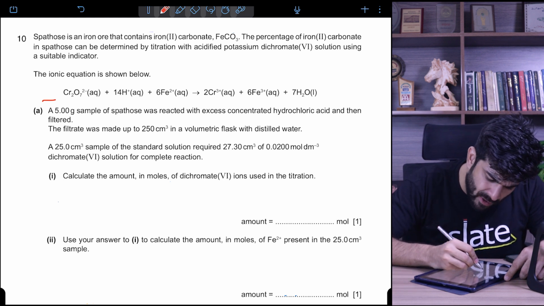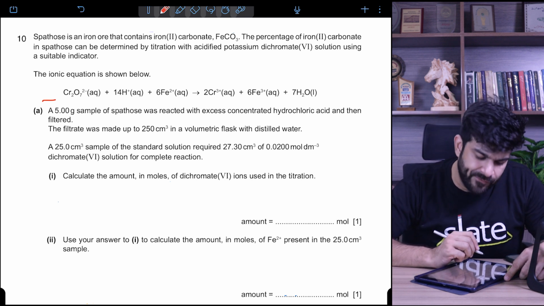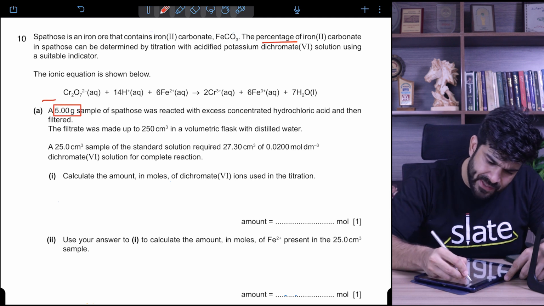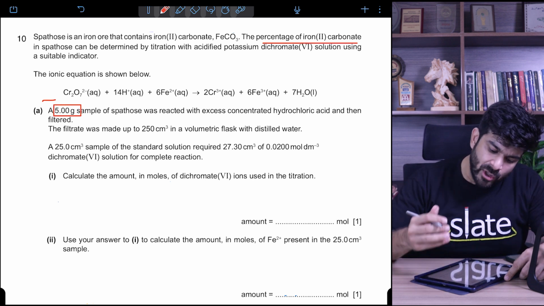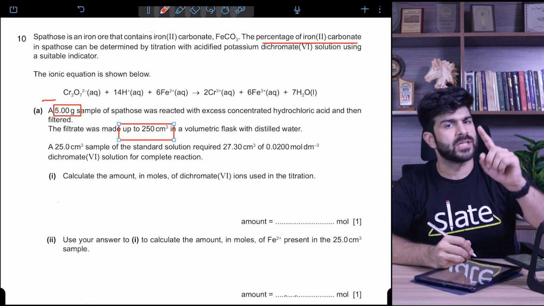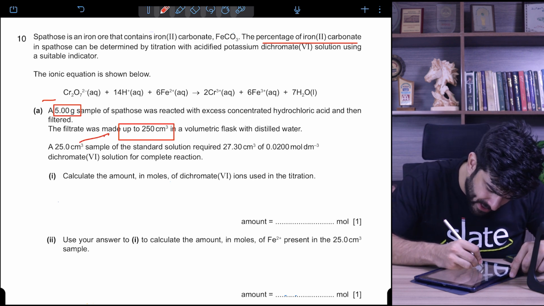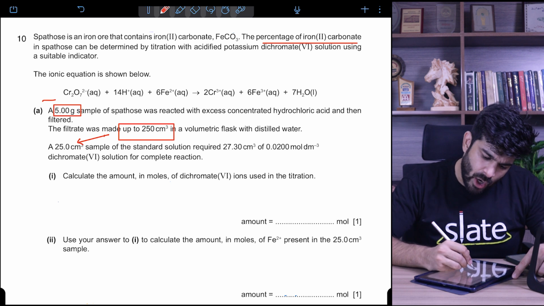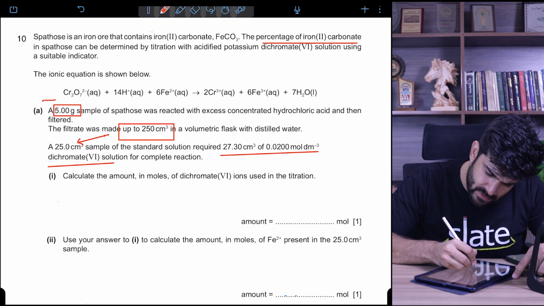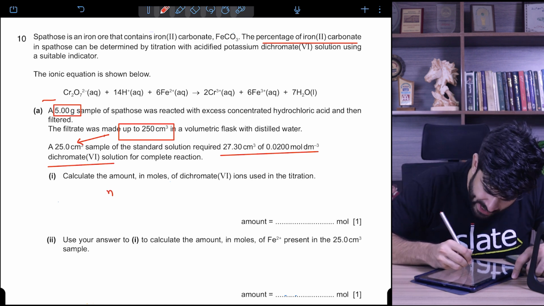A 5 gram sample of spathose was reacted with excess concentrated hydrochloric acid and then filtered. 5 gram sample है. And remember हम percentage की बात कर रहे हैं. The filtrate was made up to 250 centimeter cube in a volumetric flask using distilled water. A 25 centimeter cube of this sample, इसी sample का 25 हमने use किया, of the standard solution required this amount of dichromate ions. Now सबसे पहले moles of dichromate, simple, N equals to C into V.